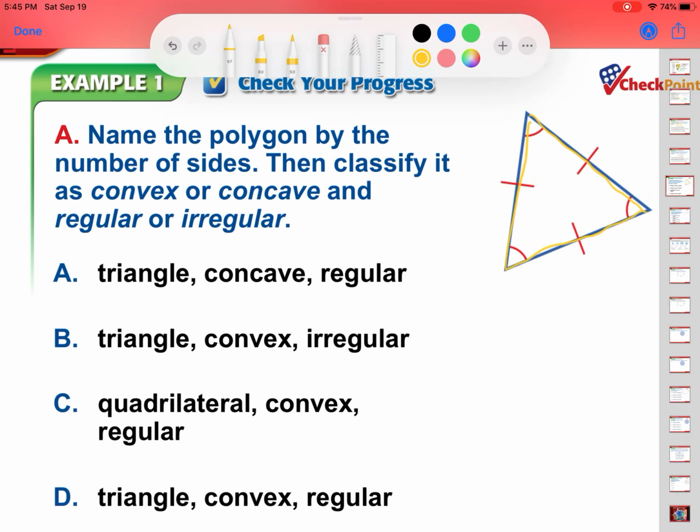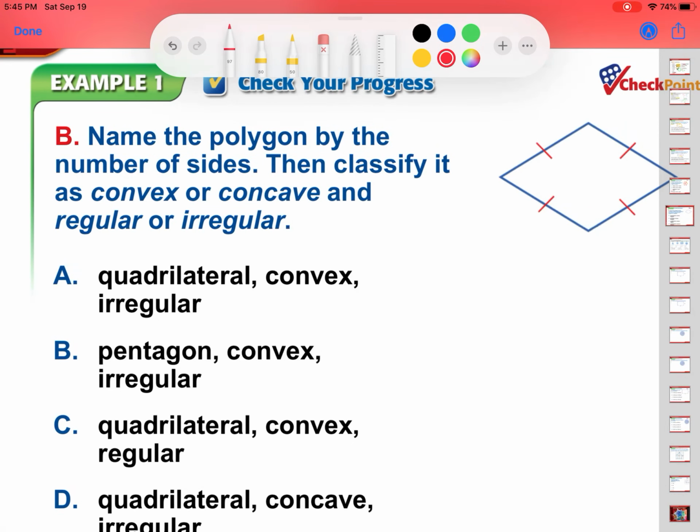And then if we look, all the side lengths are the same, and they notate that. And all the angles are the same. They notate that with those little hash marks. So it's a regular convex triangle. So letter D.